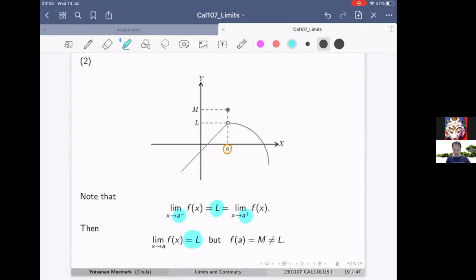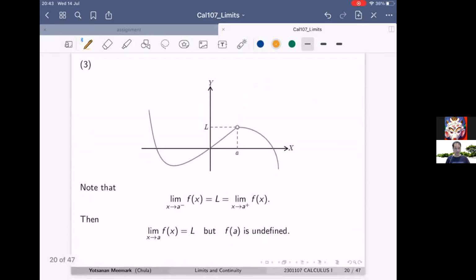The limit as x goes to a of this function exists and it equals L. But the function f at a equals m, which is not equal to L. So this means that at this point, the function is tearing apart into two pieces. This is one of the pieces, actually this is two pieces, and this is the third piece. So here your f is not continuous at this particular point.